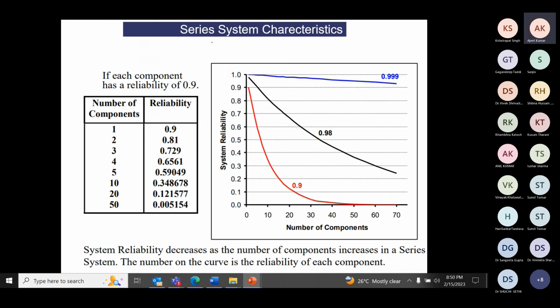You can see again, series system, component 1 reliability is this, component 2 reliability is this, 3. As soon as we increase components here, you can see reliability is decreasing. So one component reliability, this, system reliability, this. How the graph is showing.